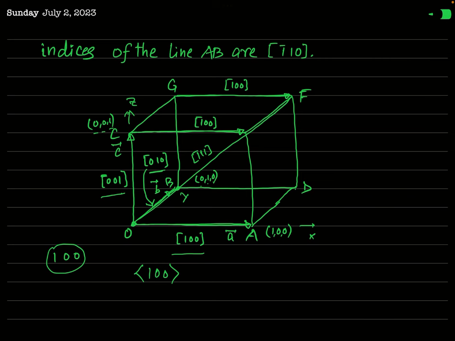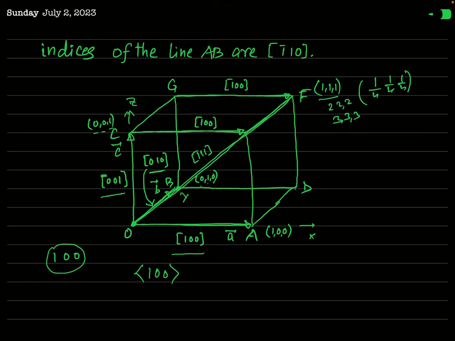Now see the body diagonal of this cubic lattice. This body diagonal is in fact this OF. And you can see the coordinates of this point F, taking the origin at O, will be what? These coordinates are 1, 1 and 1. You may also take 2, 2 and 2. You may also take 3, 3 and 3. You may also take 1 by 4, 1 by 4, 1 by 4. But after simplification, you will always get 1, 1, 1.